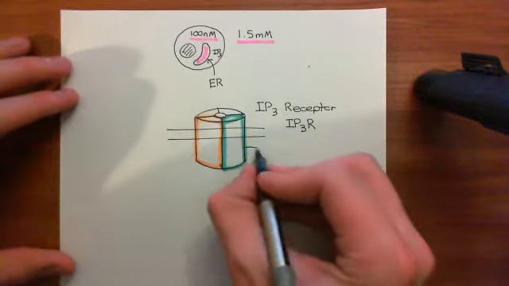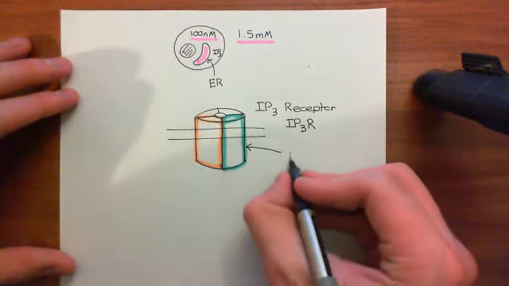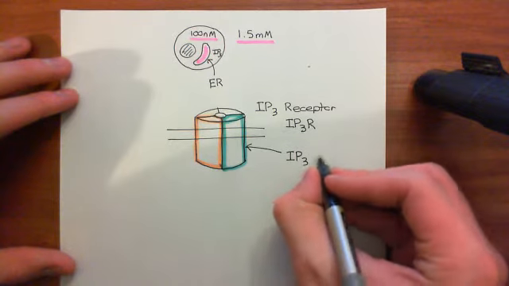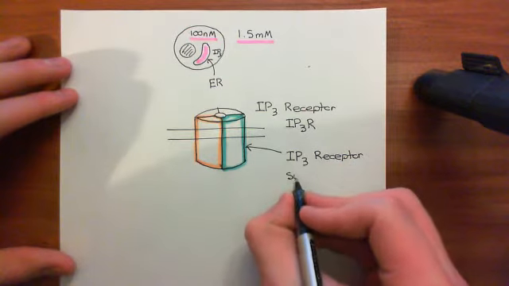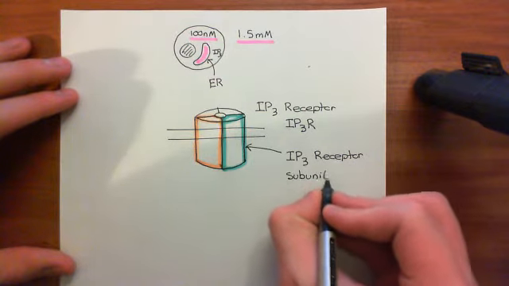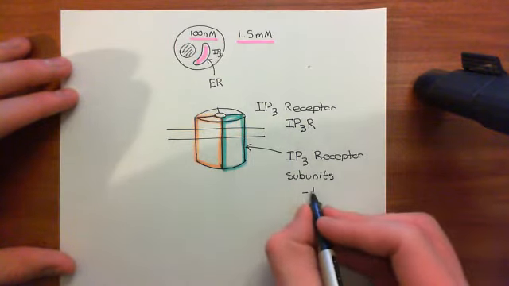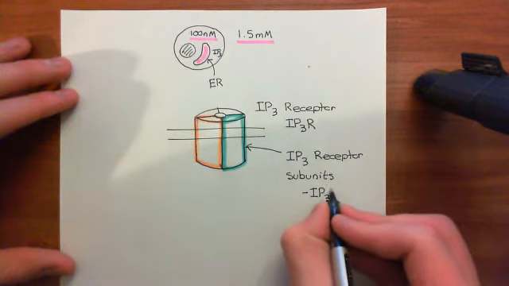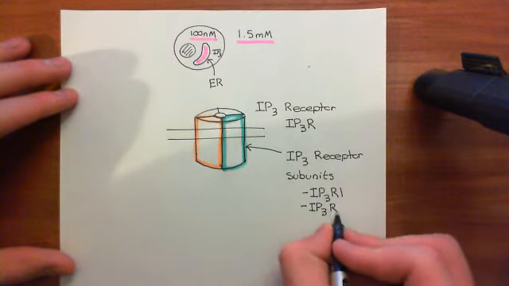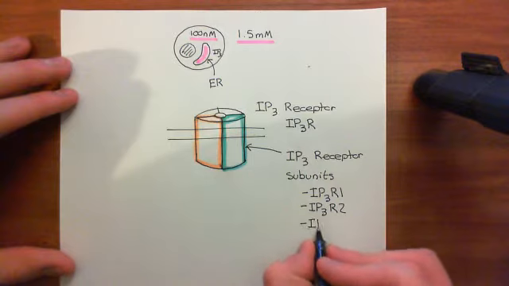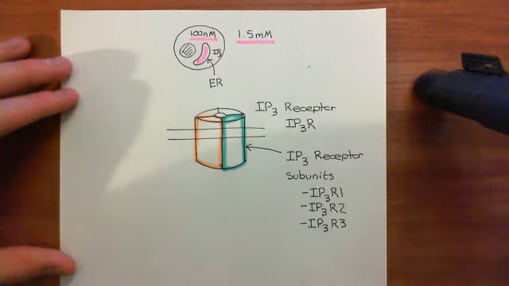These individual proteins which you use to build the IP3 receptor are known as the IP3 receptor subunits. So this is called an IP3 receptor subunit. And there are actually 3 different genes in humans which can code for IP3 receptor subunits. The 3 different genes are known as the IP3 receptor subunit 1 gene, the IP3 receptor subunit 2 gene, and the IP3 receptor subunit 3 gene, or IP3R1, IP3R2, IP3R3.